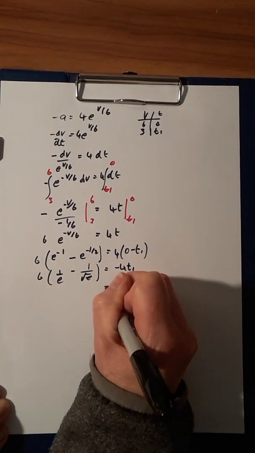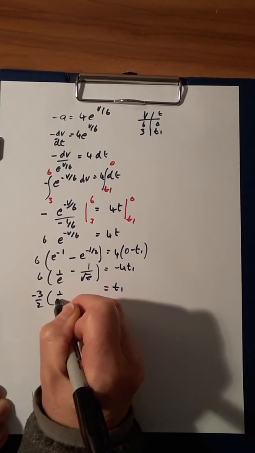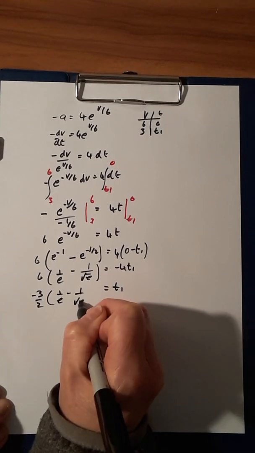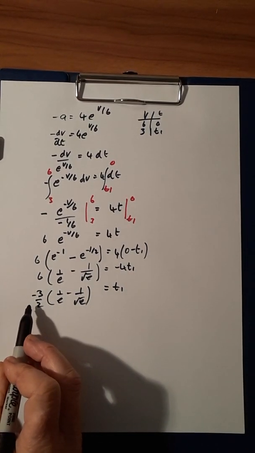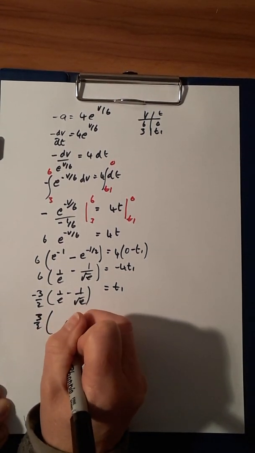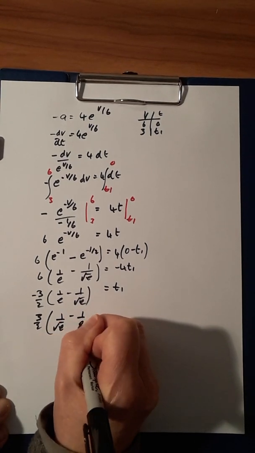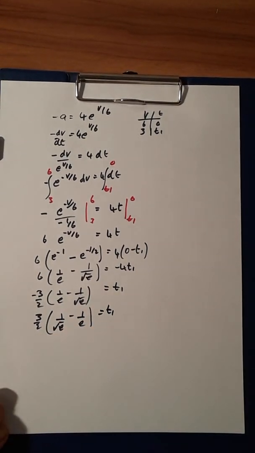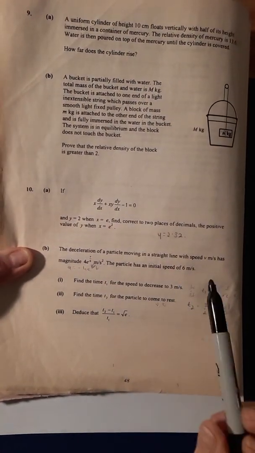So I'll bring over that minus 4, and this will become minus 3 over 2 into 1 over e minus 1 over root e. I might get rid of that minus there outside, so I'll say 3 over 2 into 1 over root e minus 1 over e. That's equal to t1. Okay, so that's the time for the speed to decrease from 6 to 3.